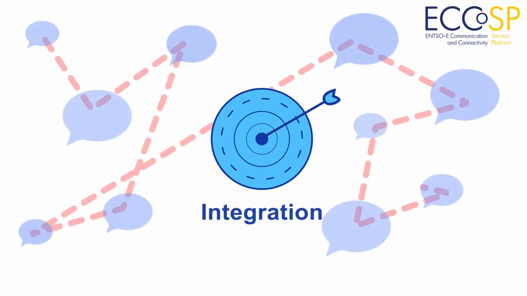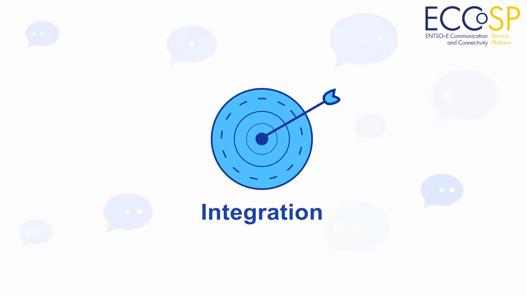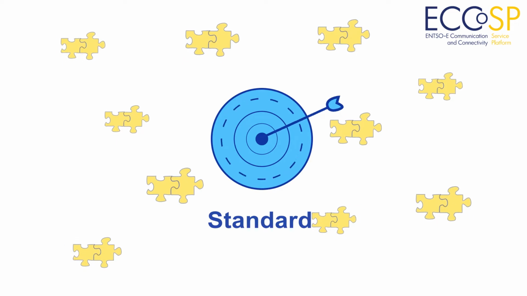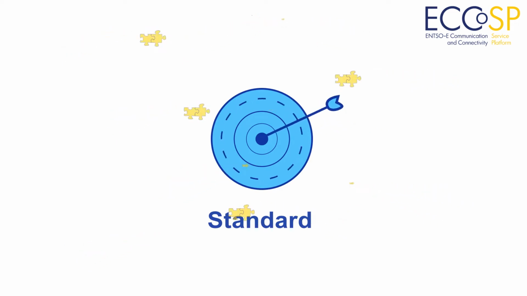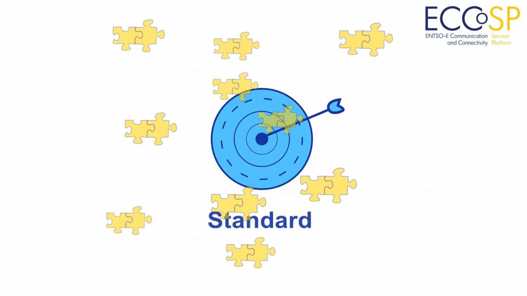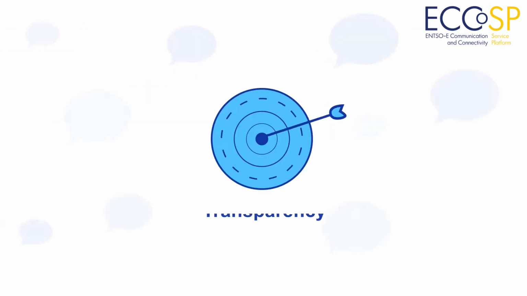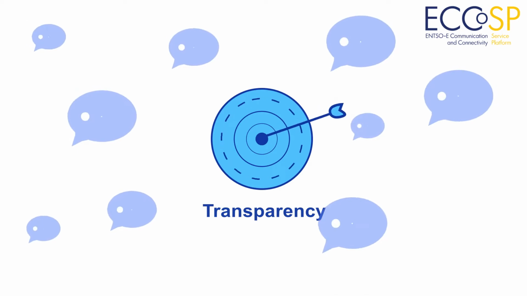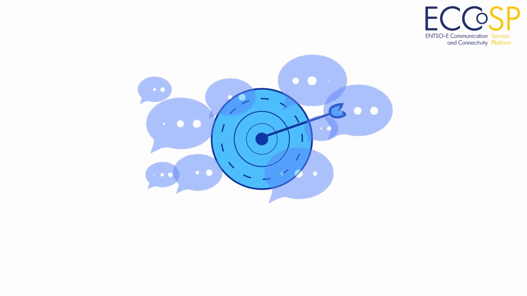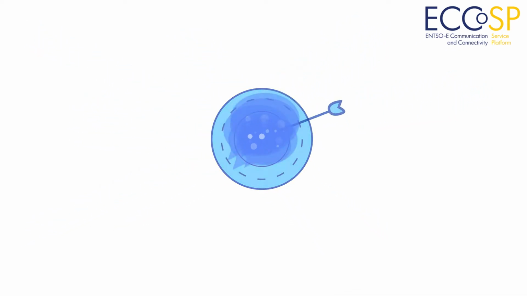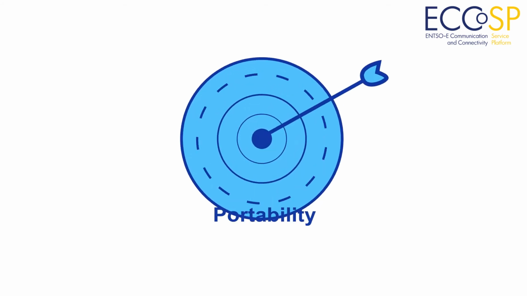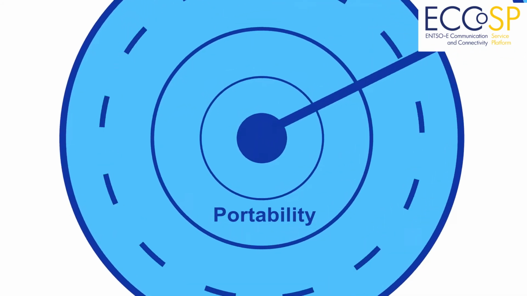Integration. The ECP functionality for sending and receiving messages can be integrated with a wide variety of technologies. Standard. ECP is the implementation of the ENTSO-E MODES standard, which defines the technical aspects of communication between entities in the energy sector. Transparency. Any message transported by ECP can be tracked to gather reliable information about the state of delivery. Portability. ECP can be installed on most common operating systems.